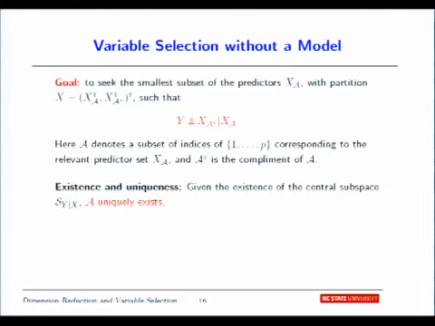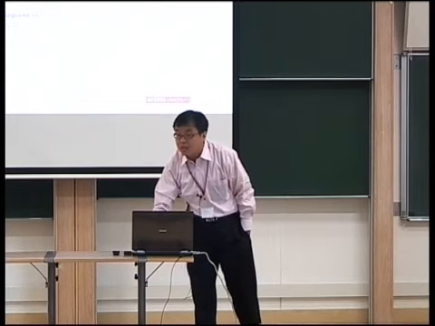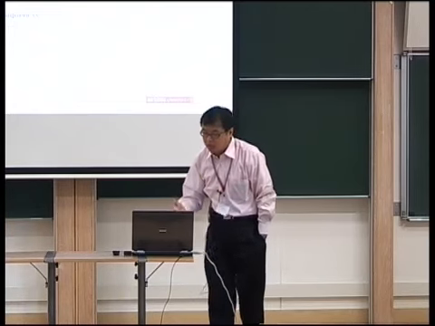Of course, the next question is, does this A exist? And if so, does it exist uniquely? And the good news is this subset A uniquely exists as long as the central subspace exists. And since we always assume the existence of the central subspace, this subset A is a well-defined population parameter.